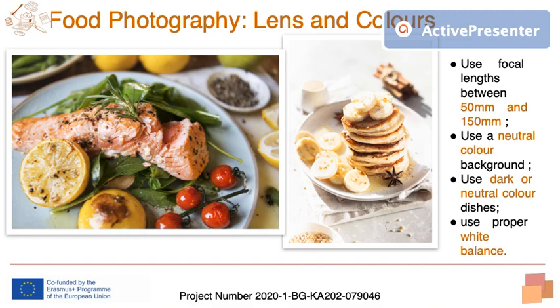The best lenses for photographing food are medium telephoto or telephoto lenses, therefore lenses with focal lengths between 50 mm and 150 mm. The use of these lenses will also allow us to have a wide focal aperture that will give our photographs a pleasant bokeh effect that will attract the viewer's eye to the protagonist of our photographs, that is the food. Another very important aspect is the color.